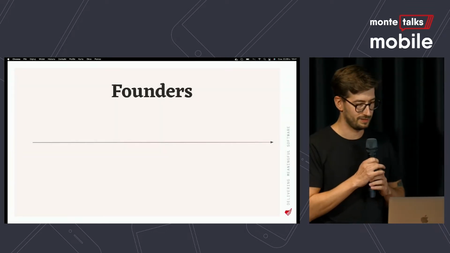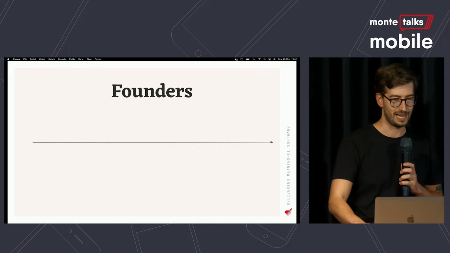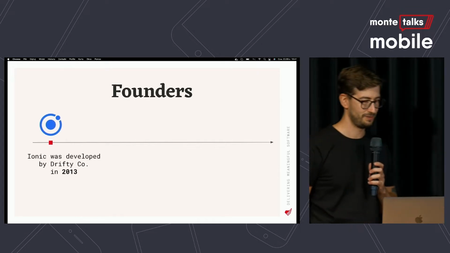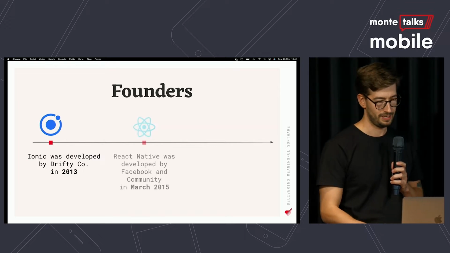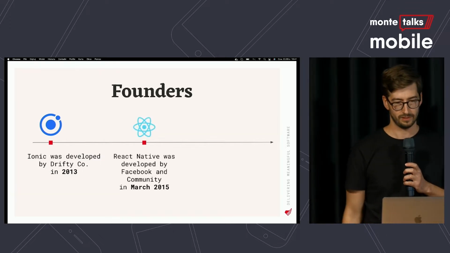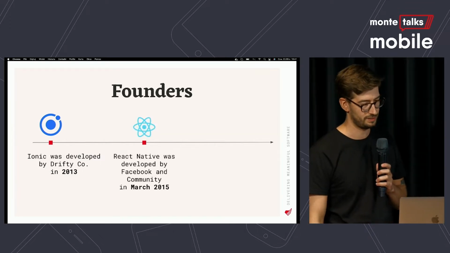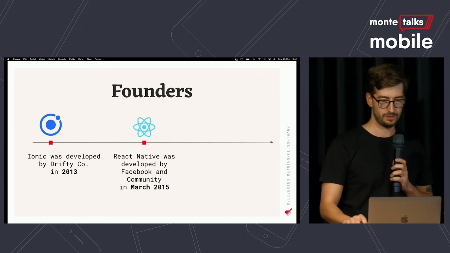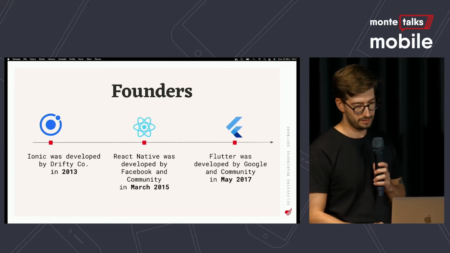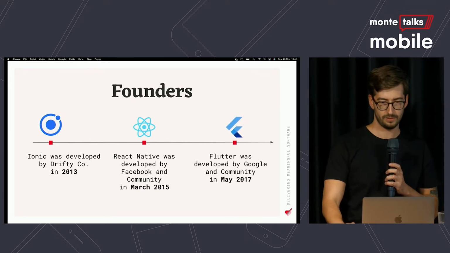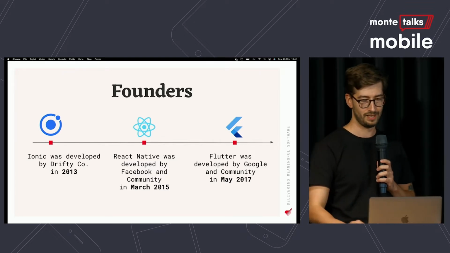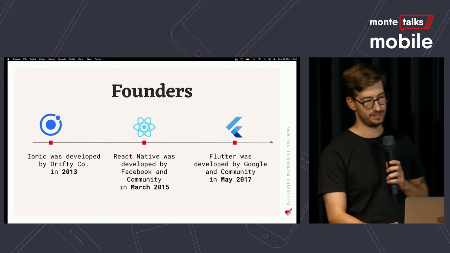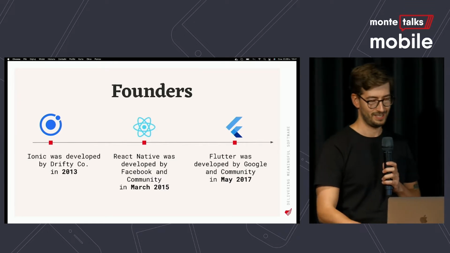So first, let's take a look at the timeline. First was Ionic, developed by Drifty in 2013. Then we had React Native, developed by Facebook and the community, as it is open source, in March 2015. And last but not least is Flutter, developed by Google and the community in May 2017. So this is the youngest one in our comparison.